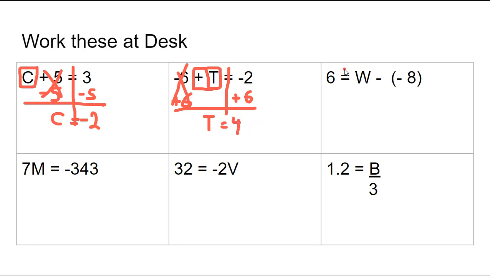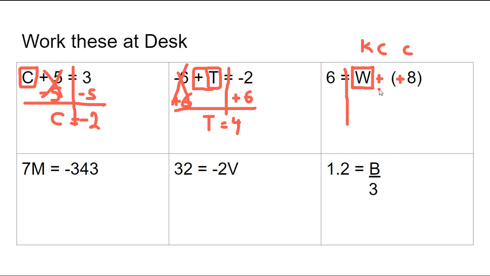All right, over here, draw my river, box up my variable. Now I have 6 equals W minus negative 8. So here I'm subtracting a negative number. We know that we can't do that. So when we're subtracting a negative number, we got to do keep, change, change. I know you guys learn keep, change, opposite, but I do keep, change, change. So I'm going to keep W. I'm going to change this to addition. And then I'm going to change the negative 8 into a positive 8.